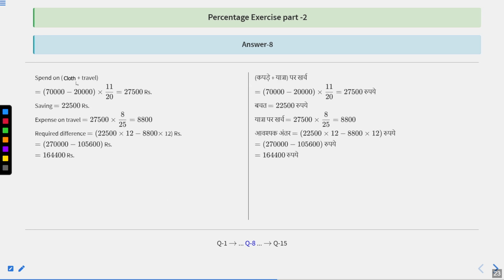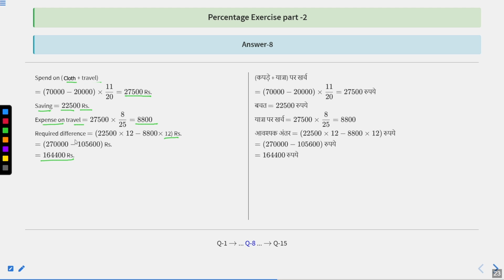Next, spent on cloth and travel. Okay. So again we subtract 20,000 from 70,000 and multiply by 11/20, which is 27,500 rupees. Saving will be 22,500. So expense on travel will be 27,500 multiplied by 8/25, which is 8,800. Required difference will be 22,500 multiplied by 12 minus 8,800 multiplied by 12 rupees. When we subtract it, we get 1 lakh 64,400 rupees.